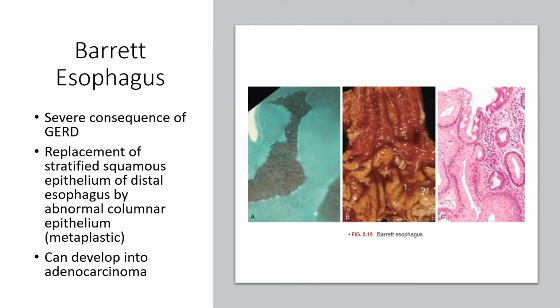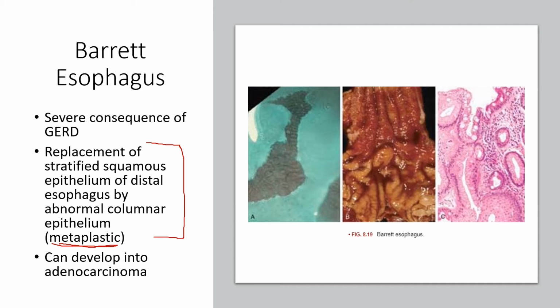One of the most severe consequences of chronic GERD is the replacement of the normal stratified squamous epithelium of the distal esophagus by abnormal columnar epithelium, and that's known as metaplasia, when one tissue type changes into another tissue type. So when we get this tissue change, we get a condition known as Barrett esophagus.